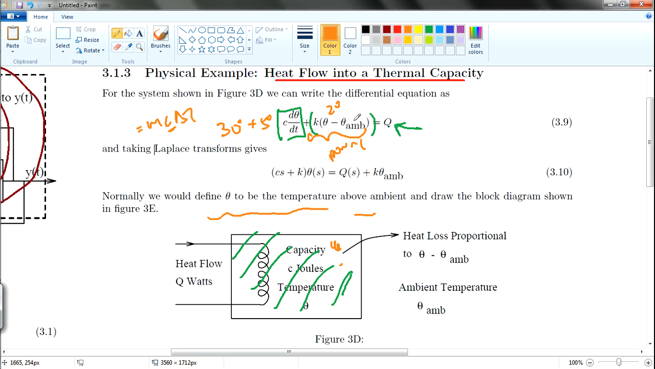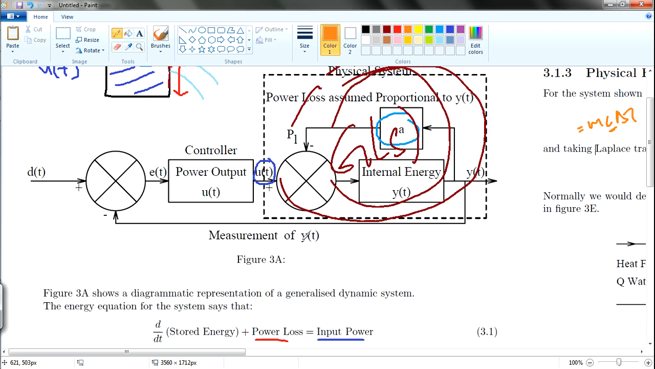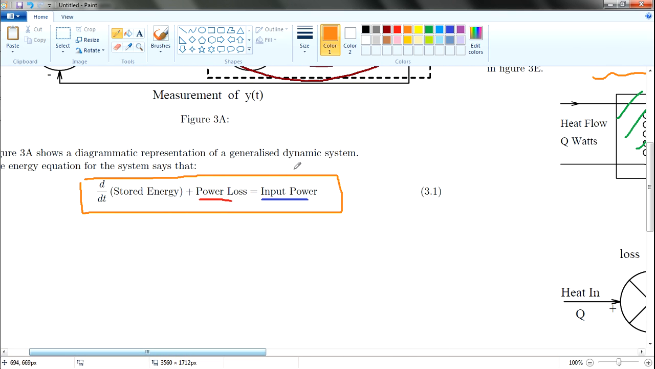So the input can be separated into the change and the power loss. Nonetheless, anyway, the amount of change in the system plus whatever power loss gives you whatever input that you have. This is what it means, which is also the water tank analogy. So this equation is very important to set up an equation. Eventually, all equations you have to set up in terms of this.